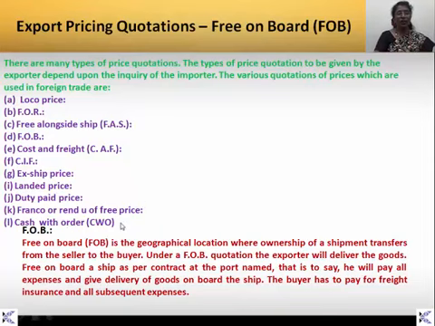Then cash without order, that is also one of the export pricing quotations.